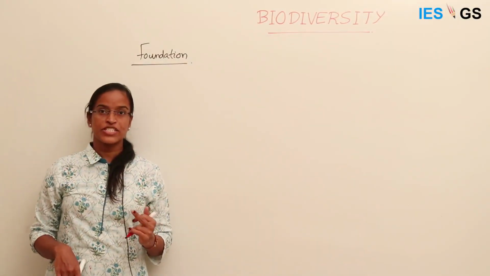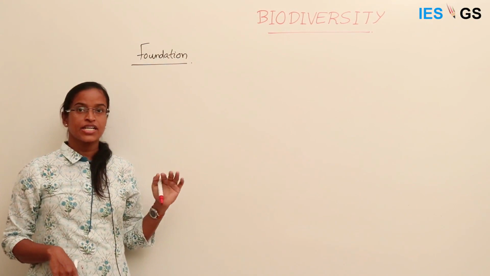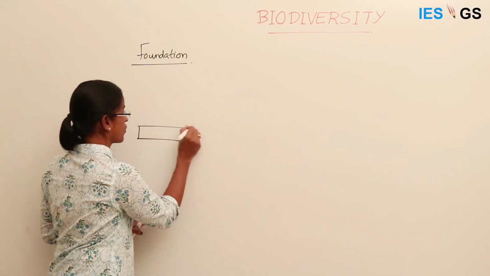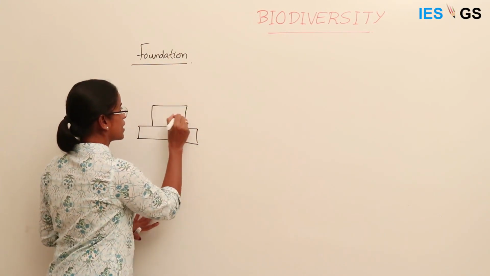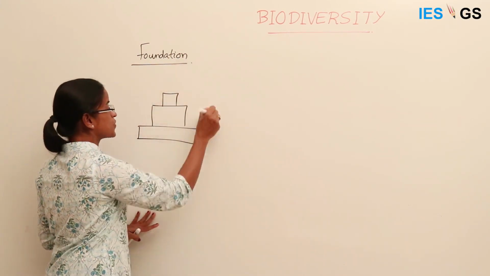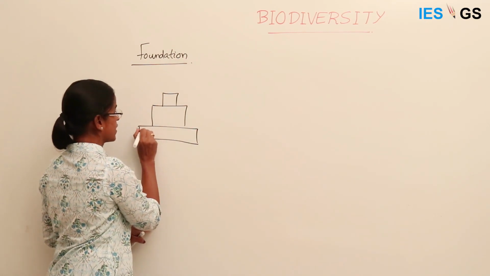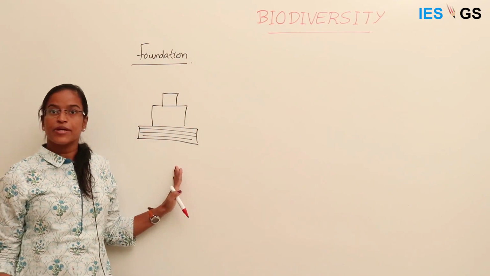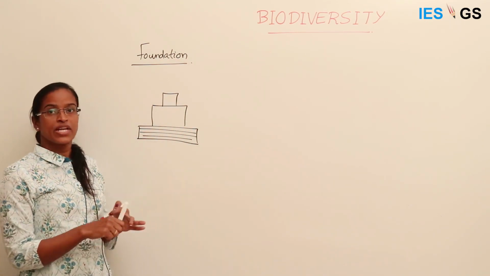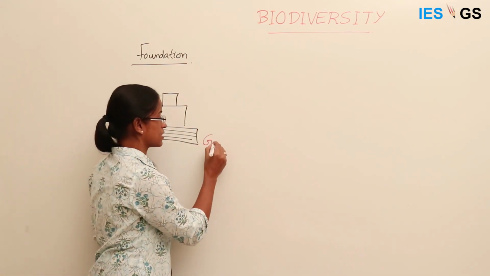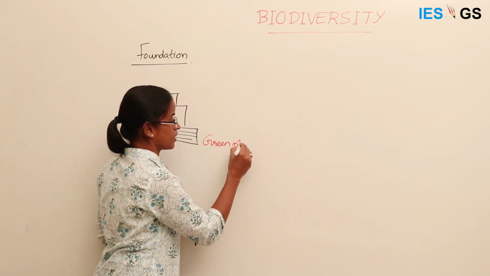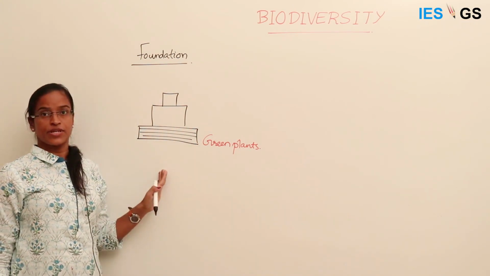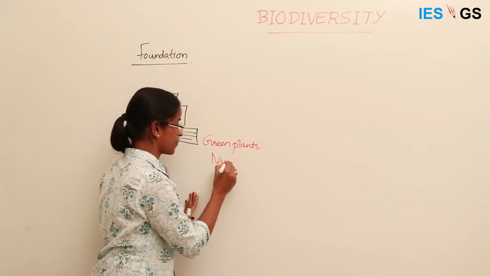What is meant by foundation species? And what is a foundation? If you are constructing a building, we will build the base very strong, then the upper structures, right? The foundation species also has the same function. They form the base. That means they will support the basic requirements in an ecosystem. This includes the green plants, which will be abundant in the ecosystem. The number will be high.